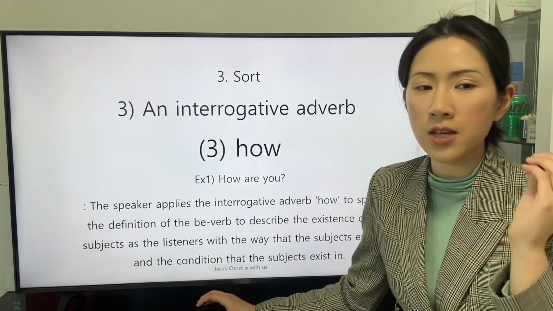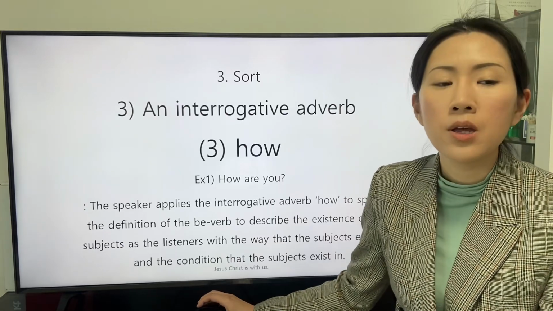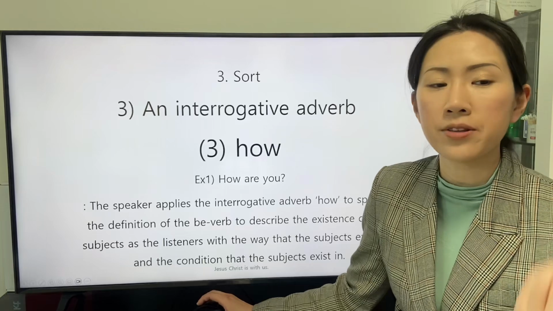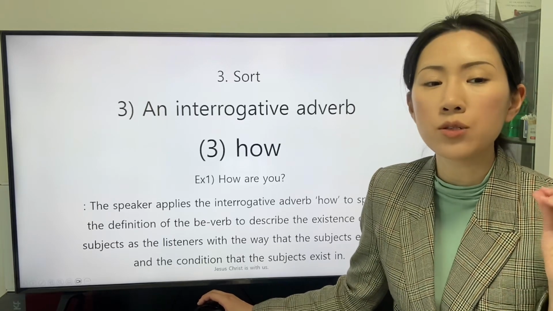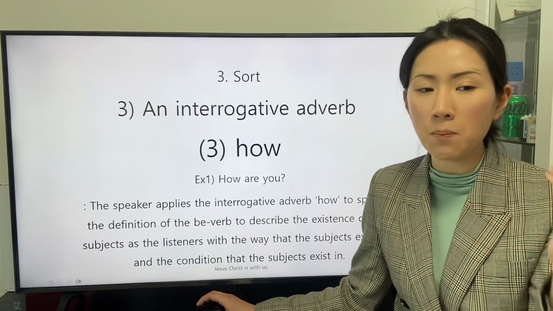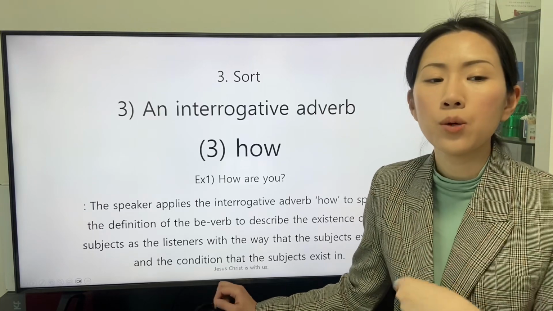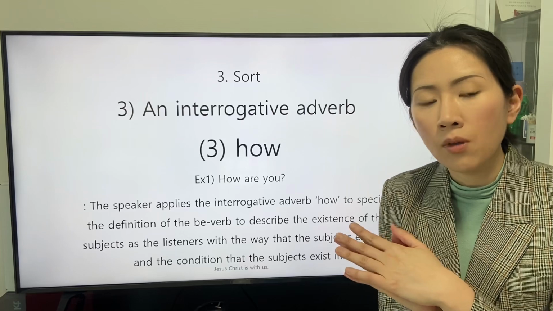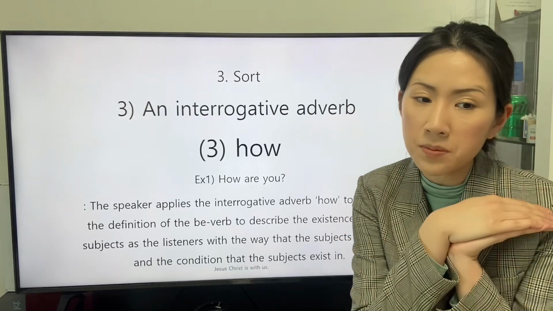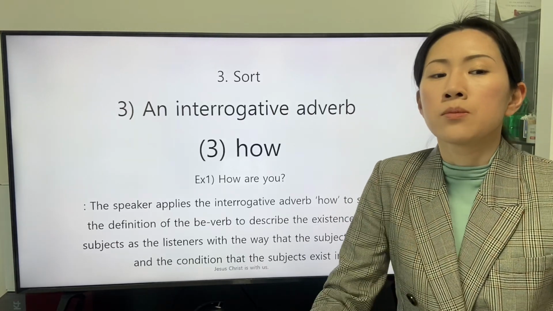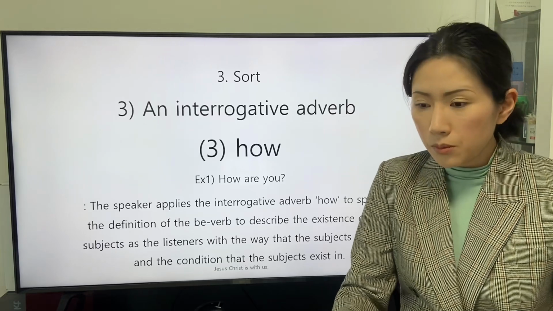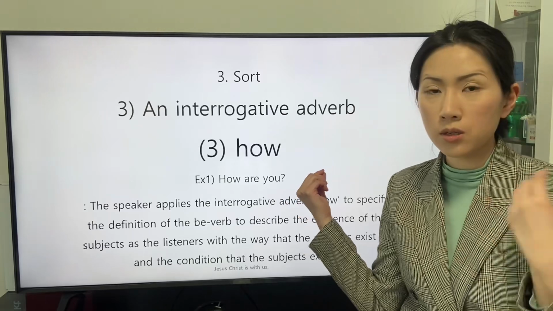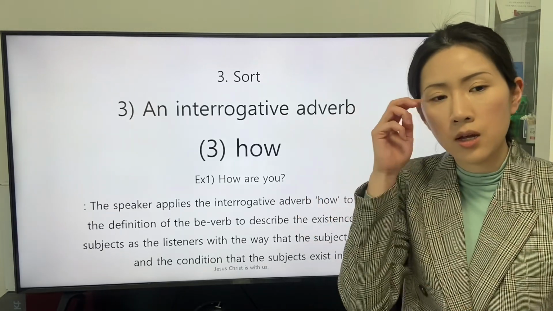The first clause is this: how are you? The speaker applies the interrogative adverb how to specify the definition of the be verb, to describe the existence of the subject as the listeners, with the way that the subject exists by and the condition that the subject exists in. We create each other with this interrogative clause.